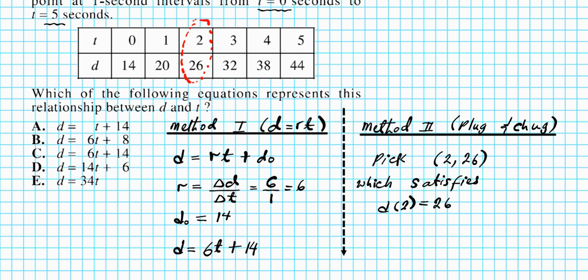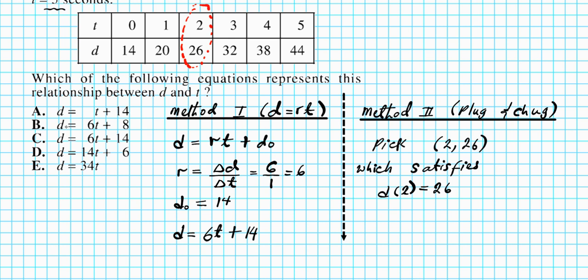What does this statement mean? It means: which of these equations will yield 26 as a distance when I plug in 2 as a time? Let's go ahead and test them out. Let's start with option A. The equation is d equals t plus 14. So d of 2 simply means you take t out and replace it with 2. 2 plus 14 is 16. Is 16 equal to 26? The answer is no. That's a fail right there.